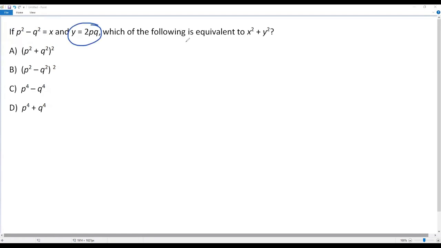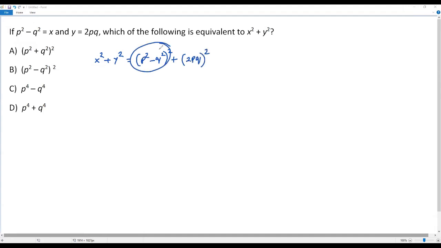And we have to find the expression in the given answer choices that is equivalent to x square positive y square. Okay, now let me take this expression as it is, that is x square positive y square. Now, for this x, we can plug in this stuff, p square negative q square. Then we get p square negative q square, the whole square, positive. And for y over here, we can plug in 2pq. Okay, let me plug in 2pq the whole square.